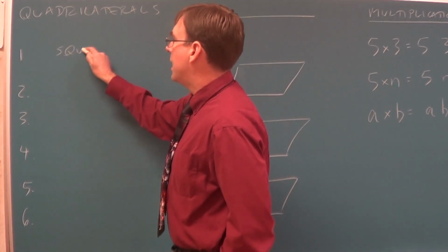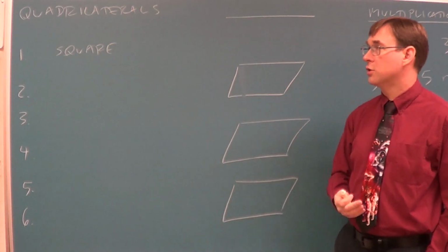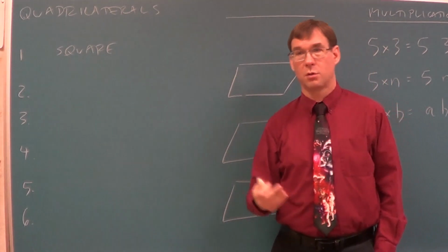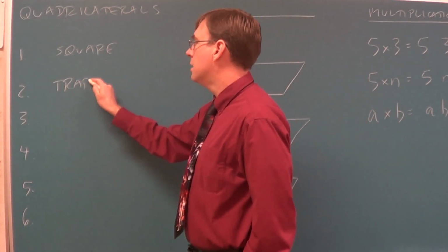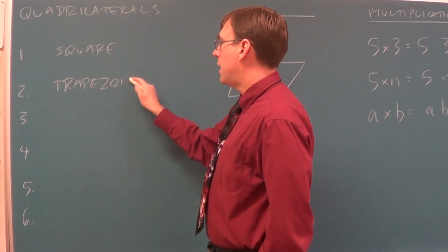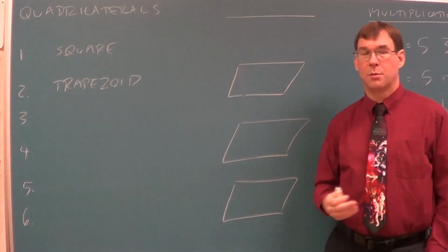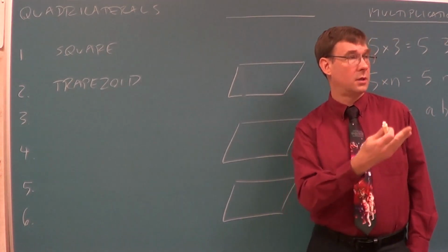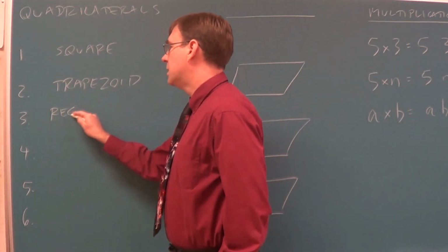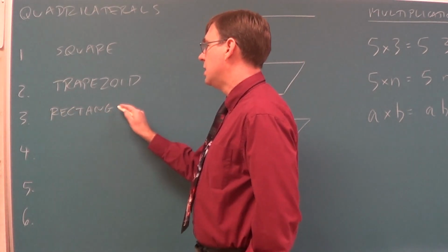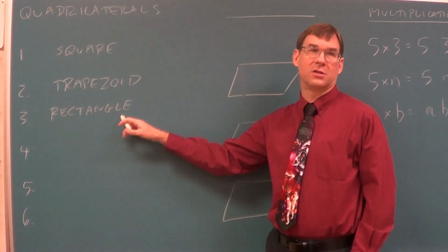S-Q-U-A-R-E, square. Tomorrow you'll need to spell square right if I draw you a picture of a square. There is a trapezoid. T-R-A-P-E-Z-O-I-D. Trap-E-zoid. Again, tomorrow I'll draw pictures, you'll spell words. Rectangle. There is a rectangle. R-E-C-T-A-N-G-L-E. If you do the word A-N-G-E-L, that's not an angle.